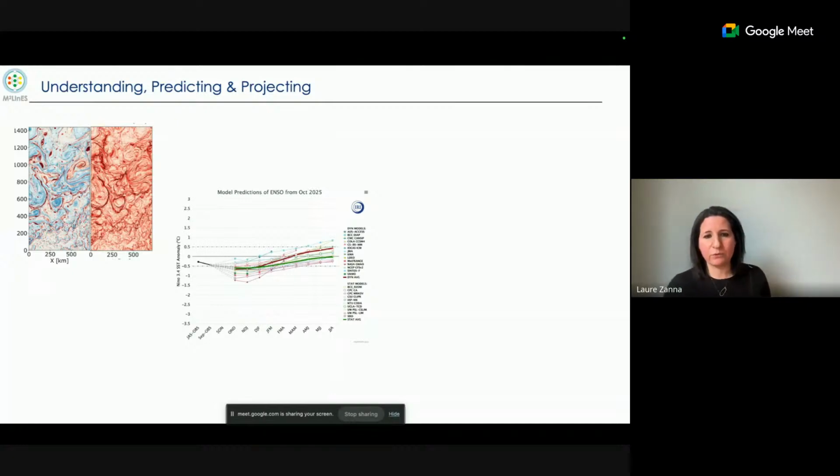So that's, for example, one of those graphs that use different types of models that try to predict what will be the sea surface temperature anomalies in the tropics. So one of the big modes of variability in the climate system, right? Which is kind of a little bit of a self-sustained coupled climate mode. So we use models to actually initialize predictions and see what might happen over the next few months.